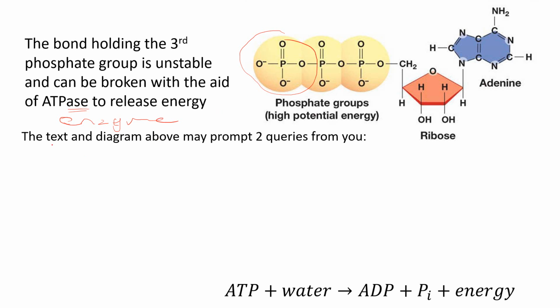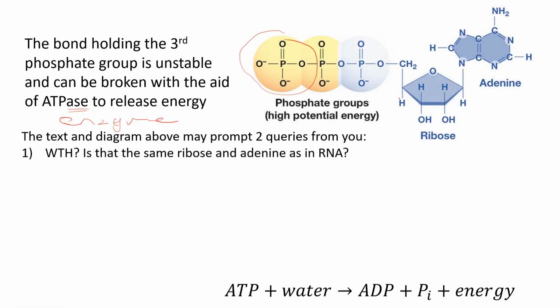Now, the text and the diagram above may prompt two queries from you. Have a close look at this structure. Does it look familiar to you at all? Does it have anything in there that might look a bit familiar? Let's see what you think. Okay, I've made this bit here flash. Is that the same ribose and adenine as in RNA? Yes, it is. Ribose from the ribonucleic acid, and adenine, one of the bases, it's A.